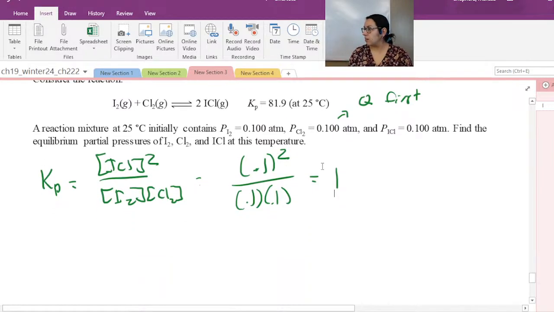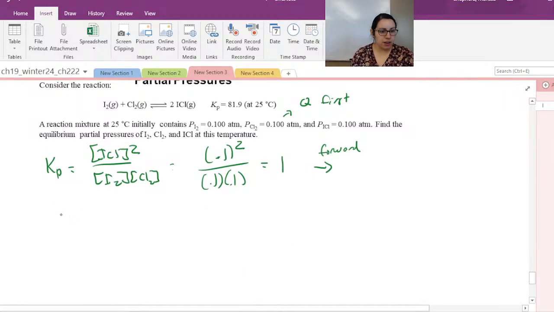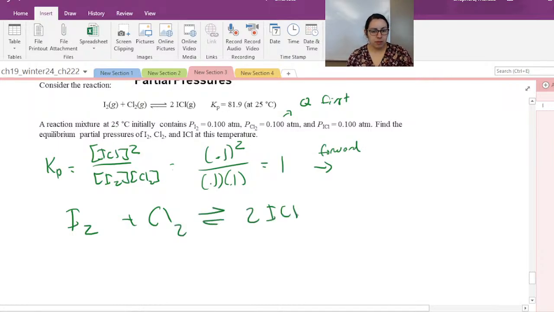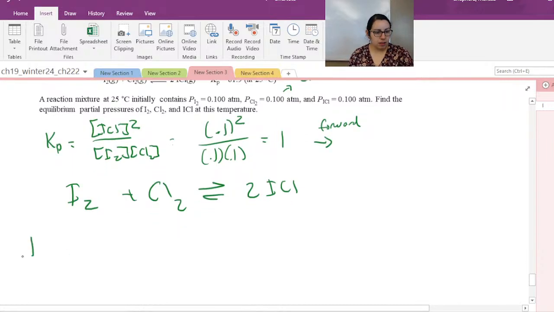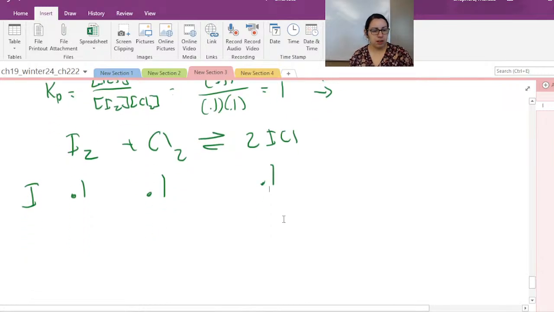Forward direction. So right, we need to go forward. And what does that mean for our x? Let me write out the reaction first, and let me set up our initial conditions. So 0.1, 0.1, 0.1, and then, what does that tell us?